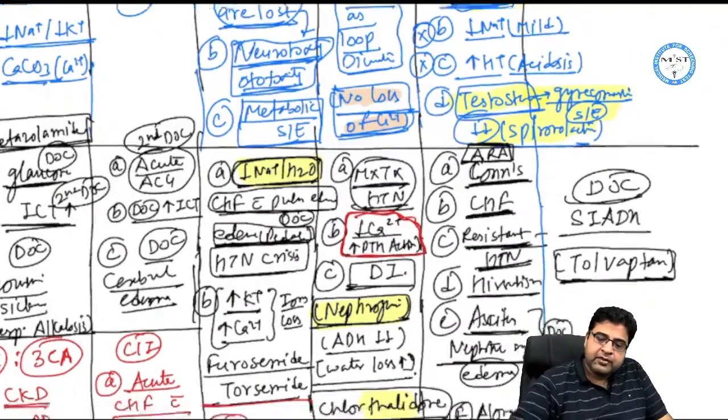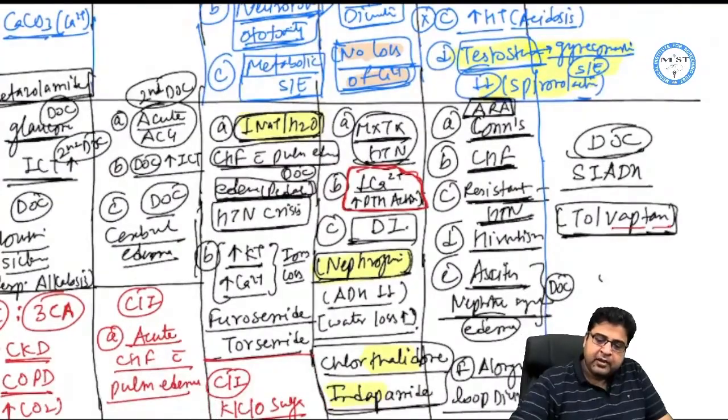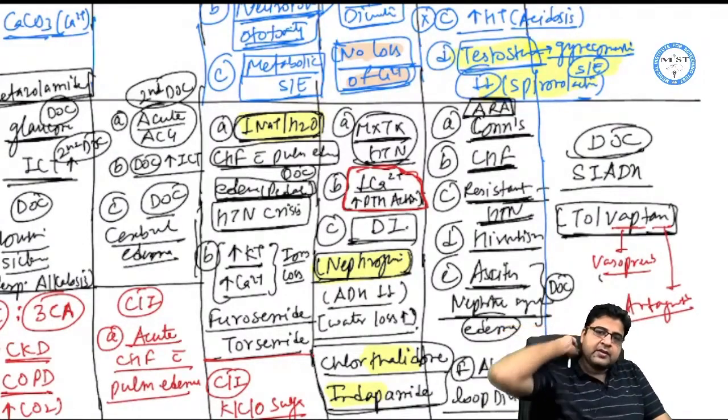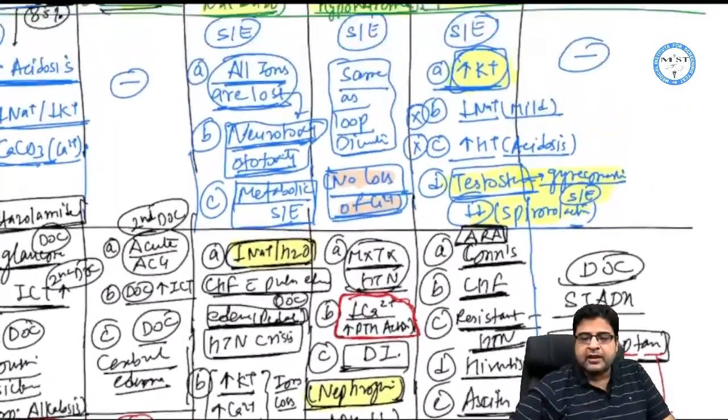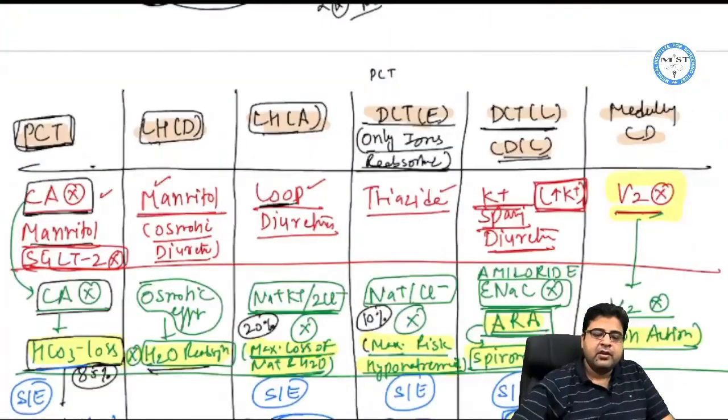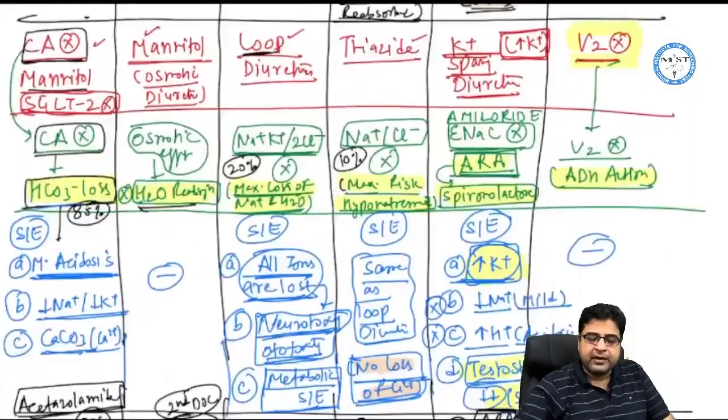Tolvaptan already has the word vaptan, and vaptan stands for vasopressin. So it's a vasopressin antagonist. The drug is tolvaptan, the drug of choice for SIADH. This is what we have discussed on the medullary collecting duct. So this is the whole summary of this kidney topic.